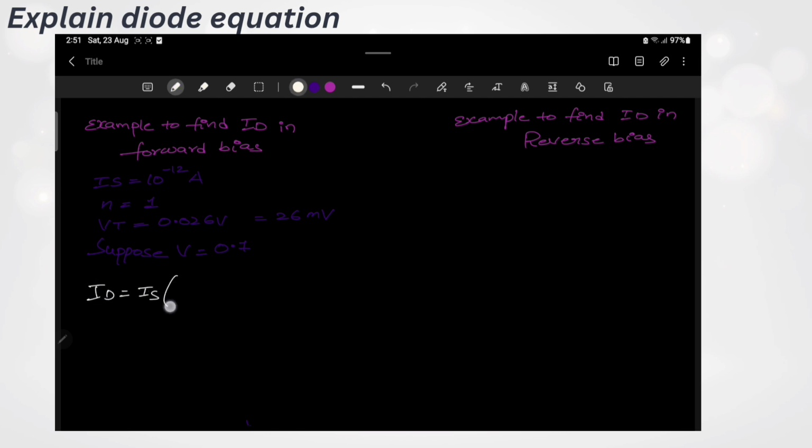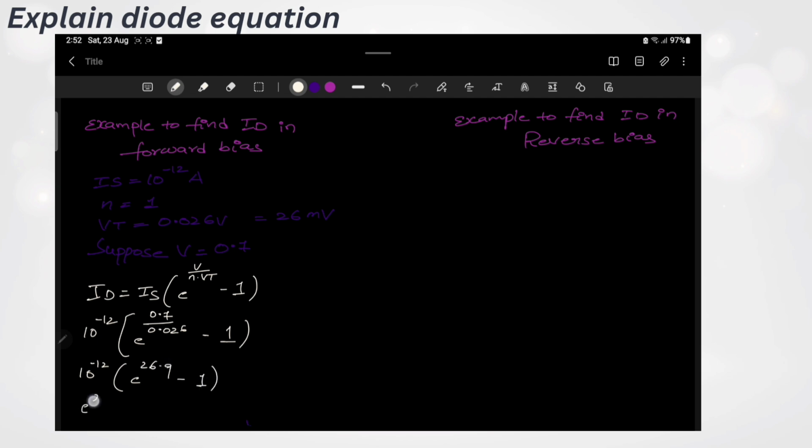We know the formula ID = Is × (e^(V/(N·Vt)) − 1). The value of Is is 10^-12, and V is 0.7 divided by N, which is 1, times 0.026, which is why I am using 0.026 here, minus 1. The value of 0.7 divided by 0.026 is 26.9, and when we take the exponential of 26.9 minus 1, we get 4.9 × 10^11.